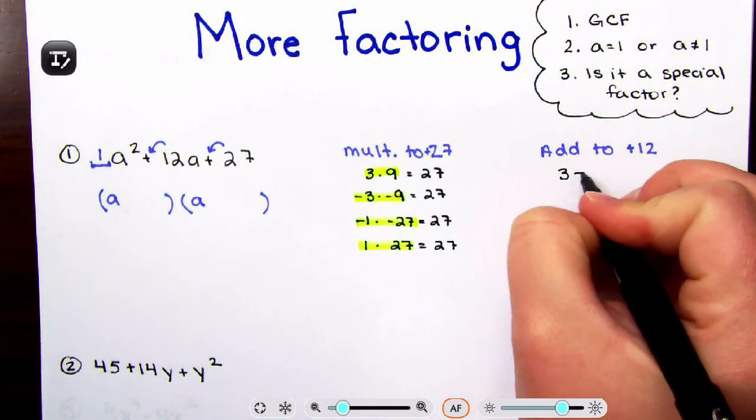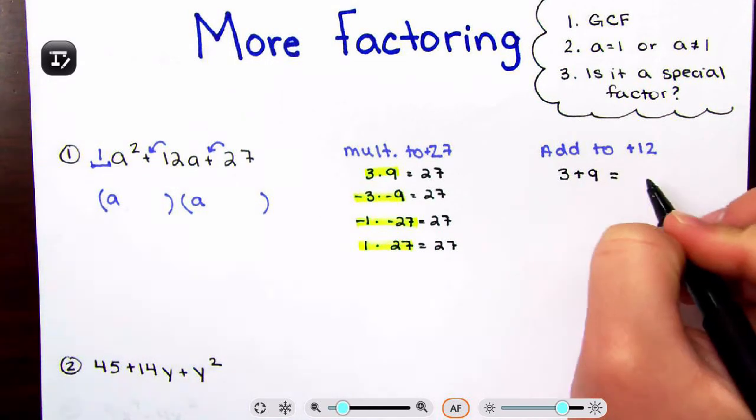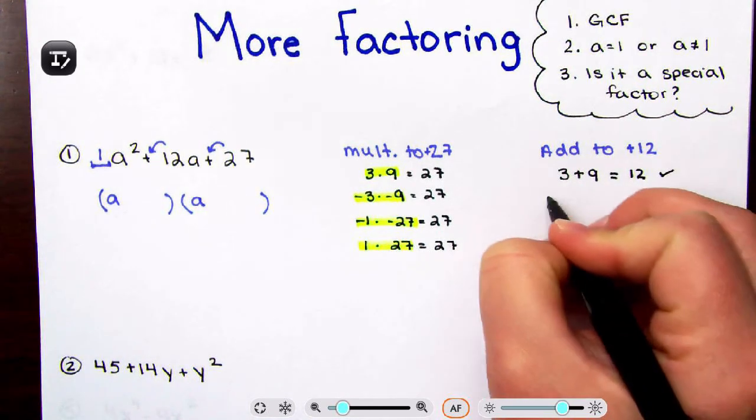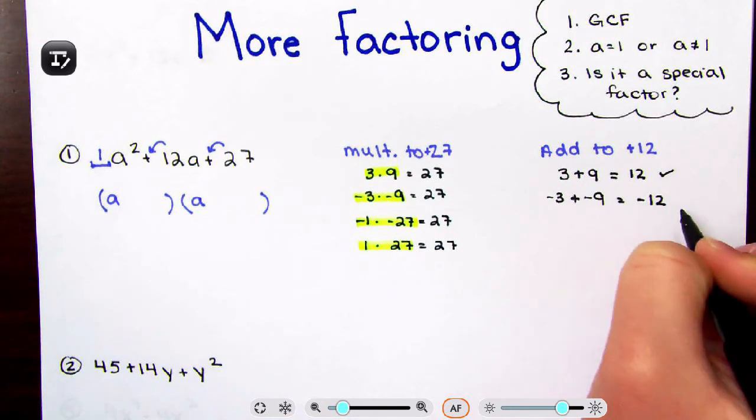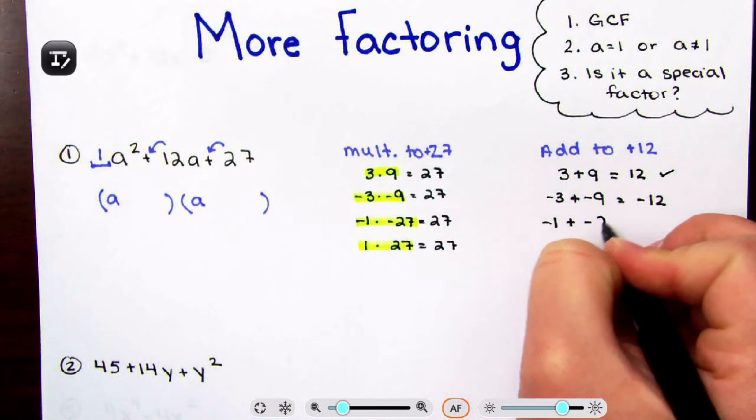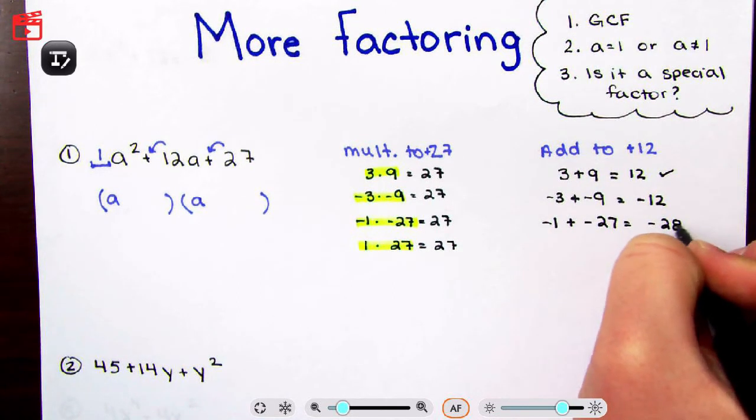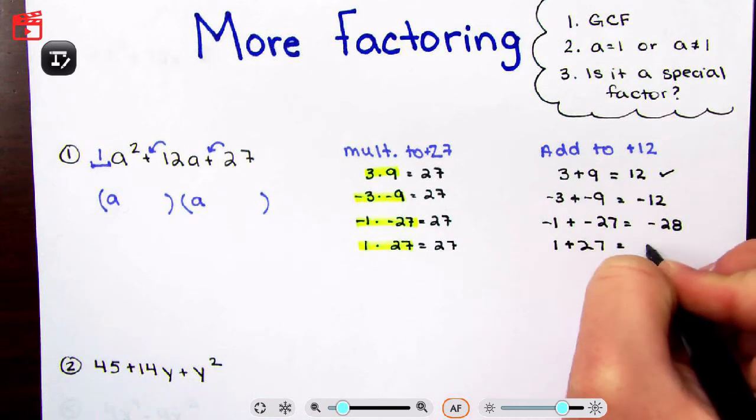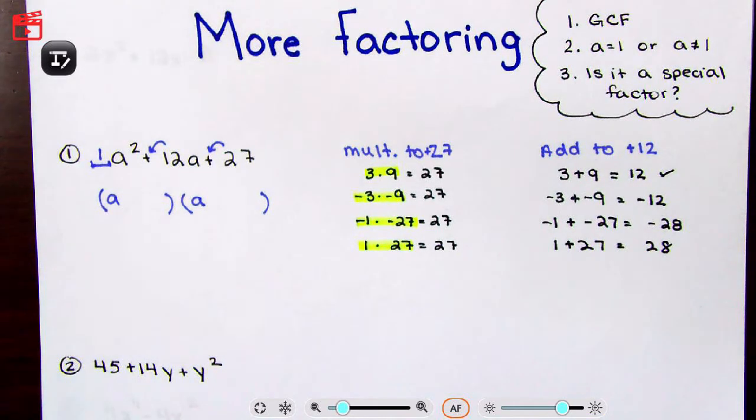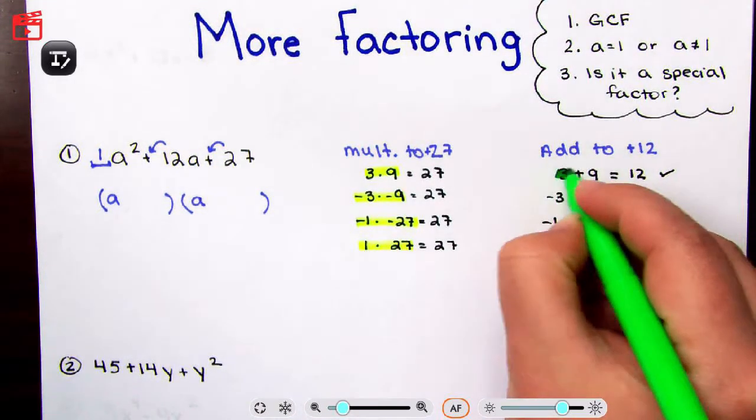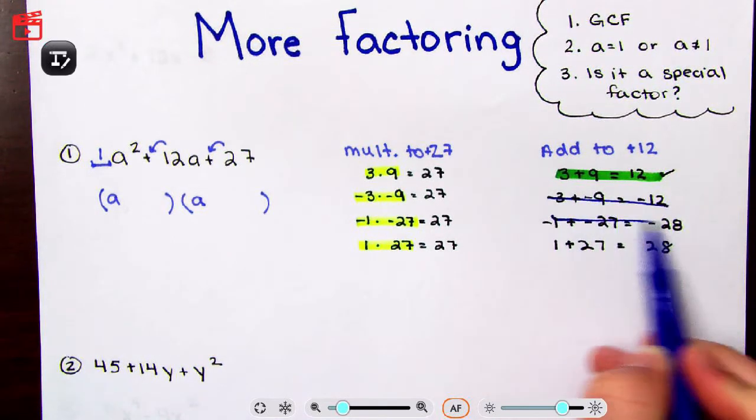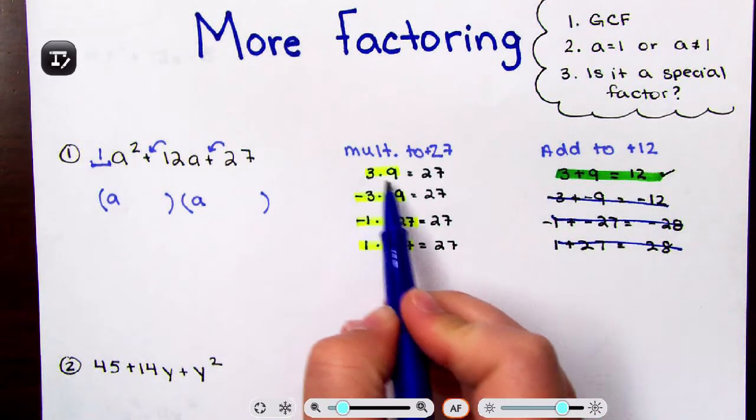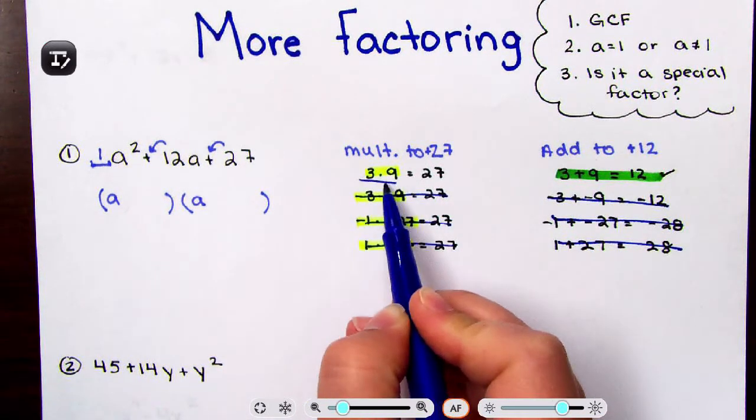So 3 plus 9, 3, 9, 10, 11, 12, that does work. Negative 3 plus negative 9 gives me a negative 12. Negative 1 plus a negative 27 gives me a negative 28. 1 plus 27 gives me positive 28. So here we are checking which one does give us a positive 12, and it is 3 and 9. So those are our factors. Now the rest of them, we don't care about them. Only 3 and 9 do we care about.